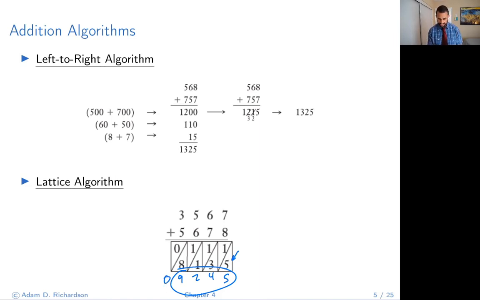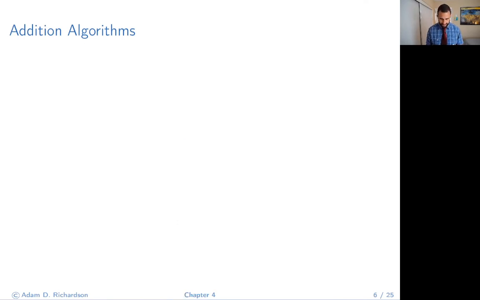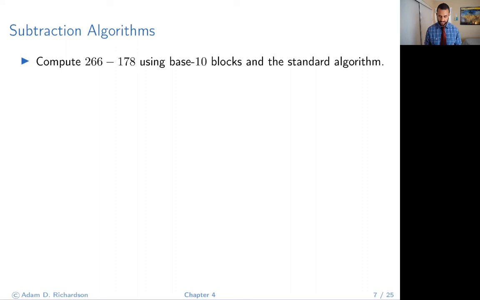You don't have to write the 0 out here if you don't want to, the same way that we would never write, for example, 1,325 as 0 ten-thousands, 1,325. Okay, so that's the lattice algorithm. That's a fun one. Now let's talk about some subtraction algorithms, and then we'll call it a day after that.